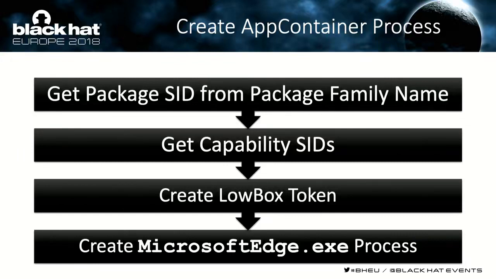The most important thing in creating a container process is to create a lowbox token. First, a package seed can be calculated from the package family name. Second, get capability seeds for the process. Then, create a lowbox token. Finally, create a process with this lowbox token.